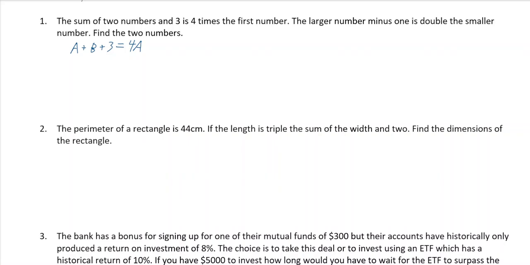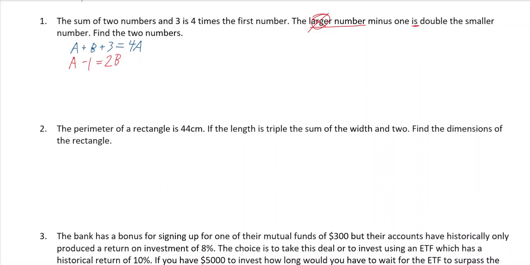Our second equation is the larger number minus 1. Oh, I don't know if that larger really matters here. But anyways, one of the numbers minus 1 equals double the smaller number, 2b. I mean, it is going to be larger given that it's 2b, but it doesn't really matter too much. Okay, so here are our two equations. Now we need to rearrange them and solve for a and b.